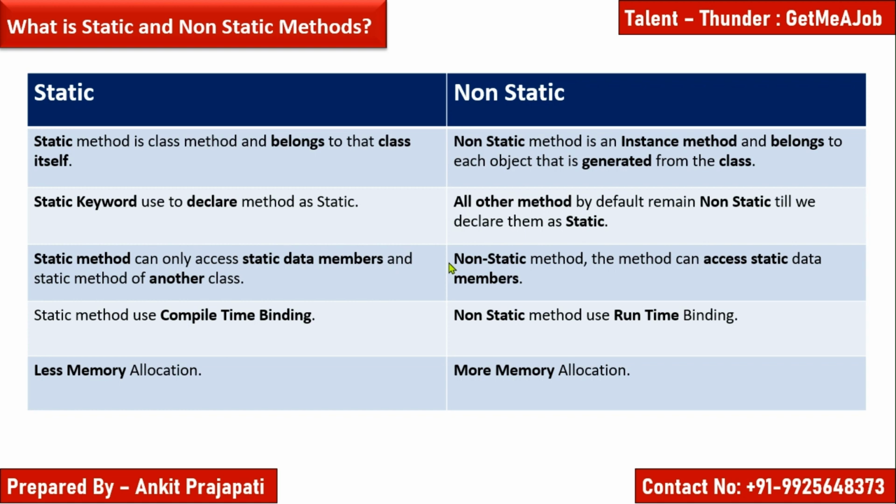A static method can only access static data members and static methods, whereas a non-static method can access static data members and non-static data members as well. Okay, a static method uses compile time binding, a non-static method uses runtime binding. A static method normally consumes the least memory, and a non-static one normally consumes more memory. So 3 out of 5 points is more than enough. If you know public static void main, our main method is static. That means we can only use static methods over there. Okay. So understand this concept, guys. They will definitely ask you this question: what is a static and non-static method?